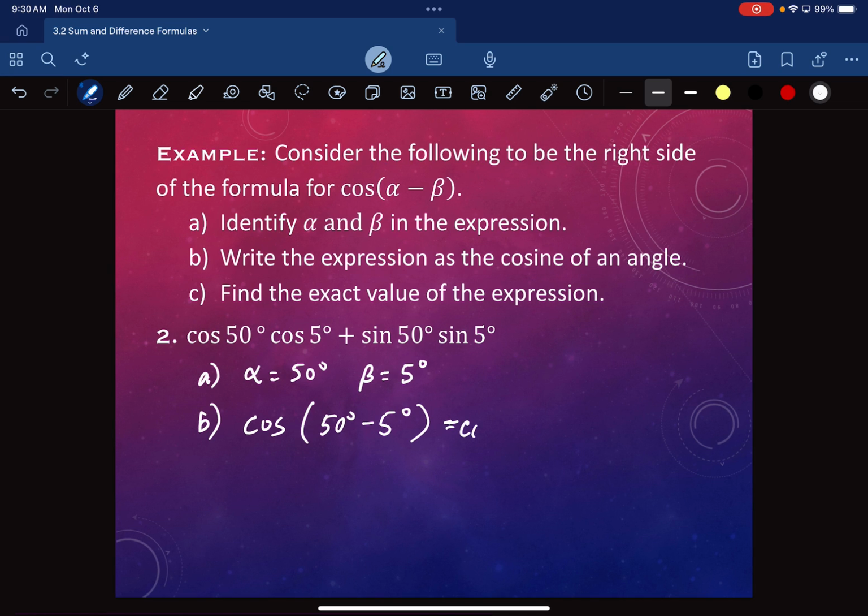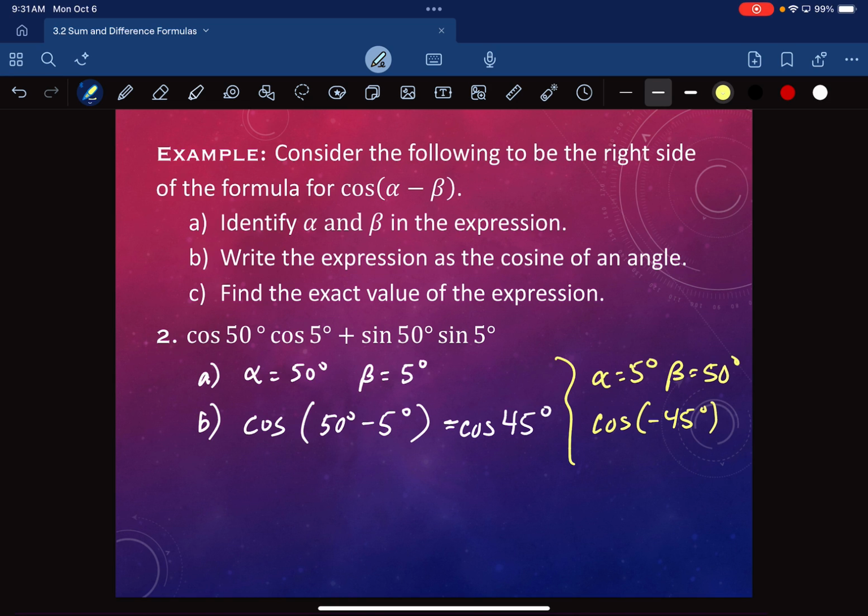This would say cosine of 45 degrees. But if I did it backwards, we'll change colors. Let's say that the alpha is 5 and the beta is 50. So we subtract in the other order, we'd get cosine of negative 45. Why would that still be okay on this problem? Because of the even-odd identity. Yeah, you're exactly right. That's an even-odd identity.